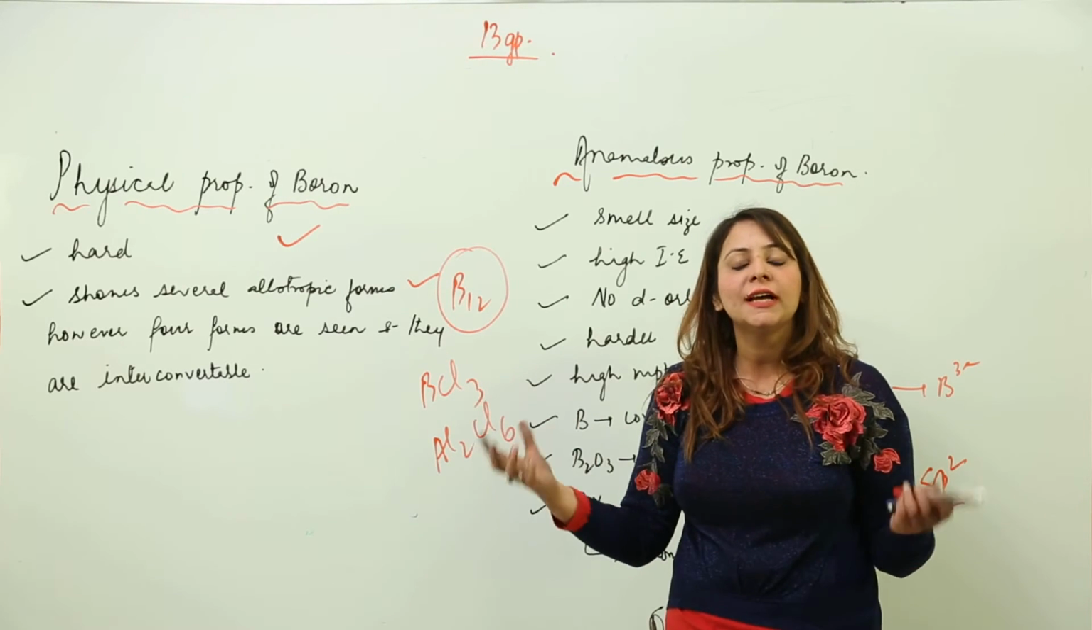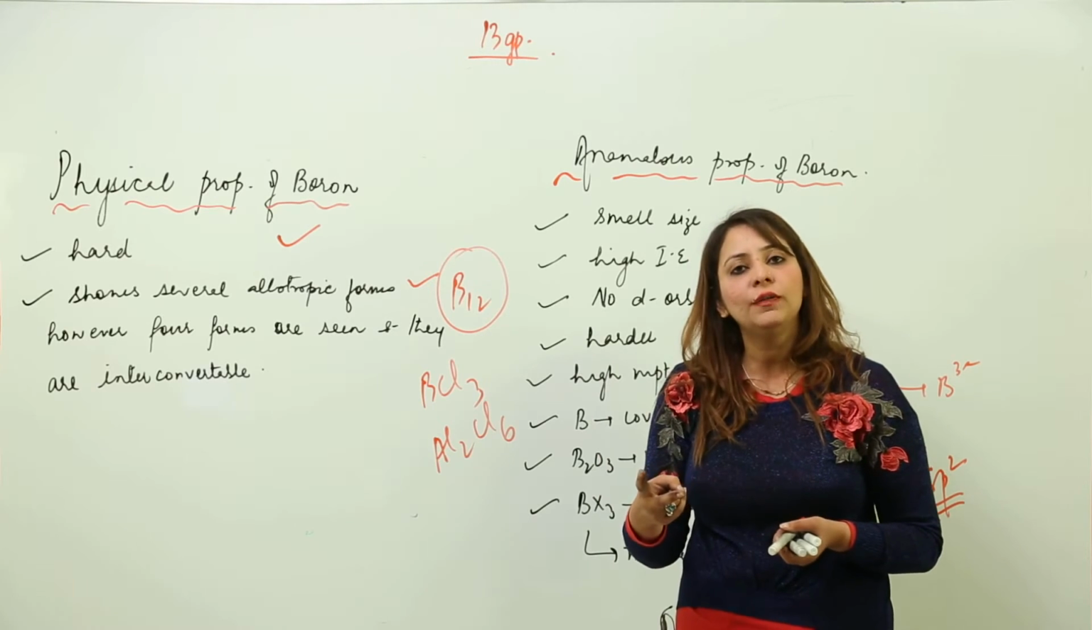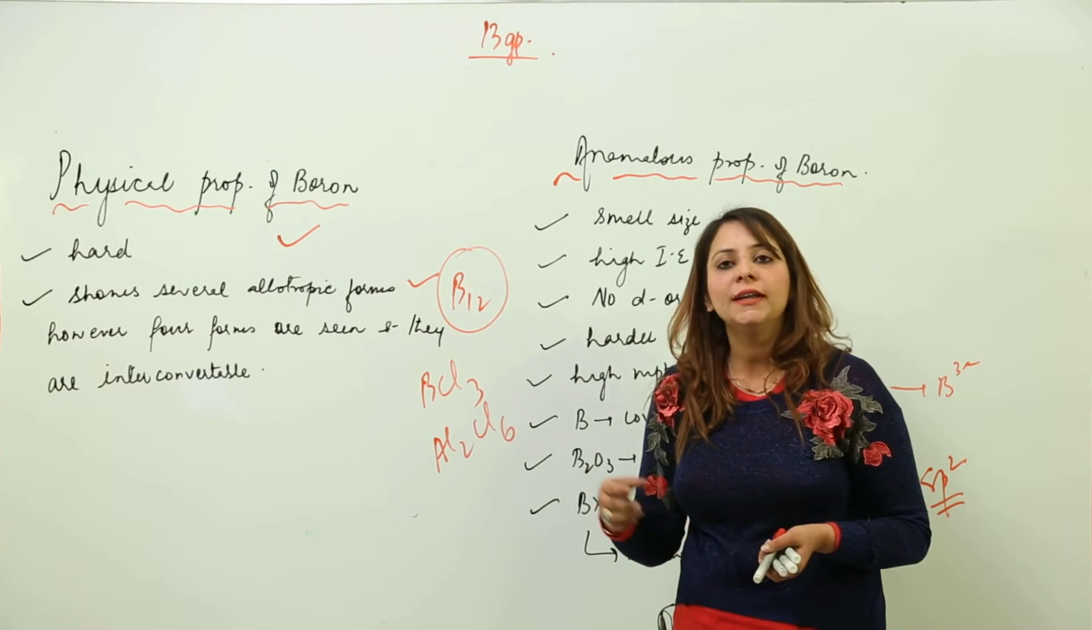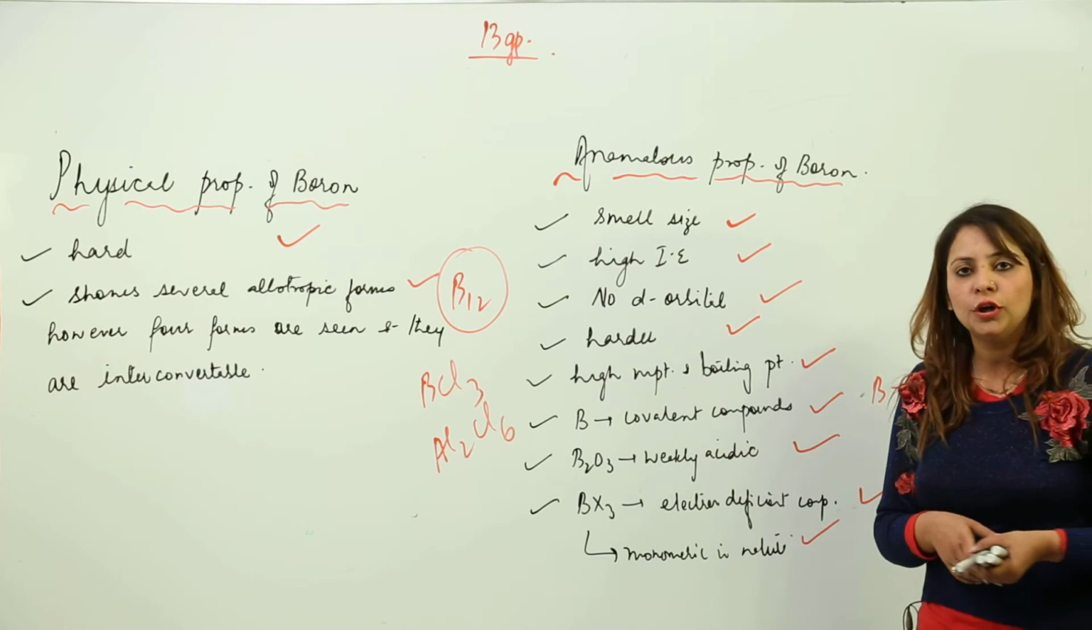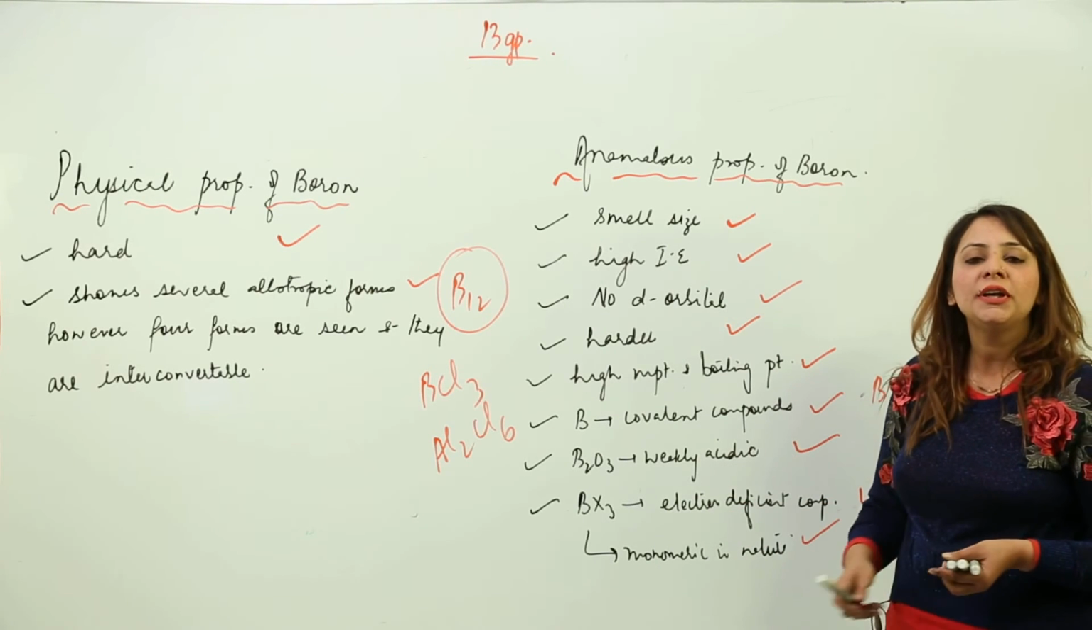That means 2 molecules are actually linked together, that is, 2 chlorines by covalent bond, 3 chlorines by covalent bond, and the other 3 are by a coordinate bond. So this is what the anomalous properties of boron are.